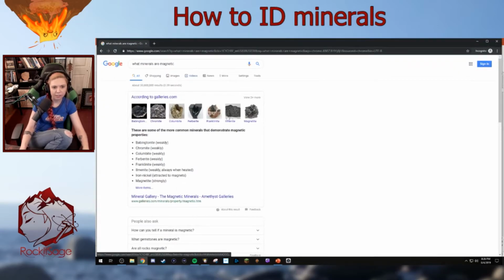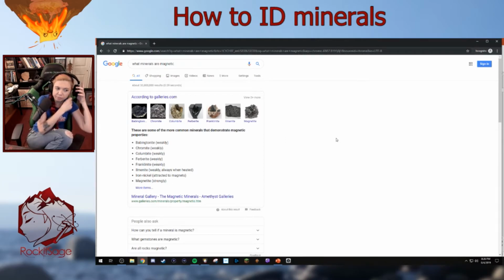All right, look at this. Chromite, columbite, ferberite, franklinite, ilmenite. Oh, I did know about ilmenite. Magnetite, obviously, and babingtonite. But here's the thing. A lot of them are weakly magnetic, so it's kind of hard to tell. Iron minerals, too, fragile.